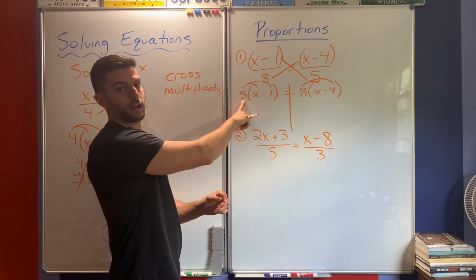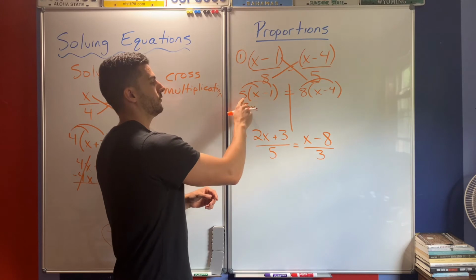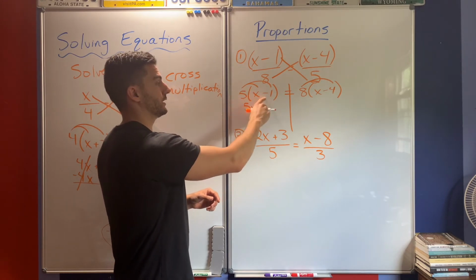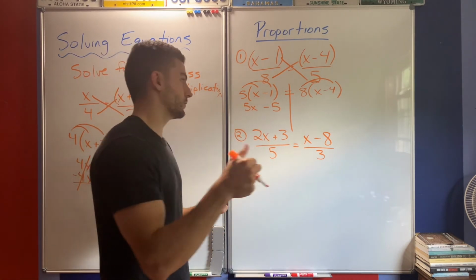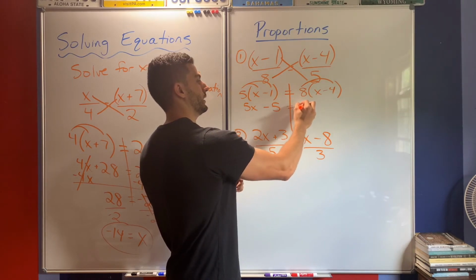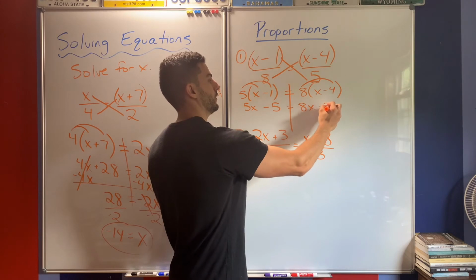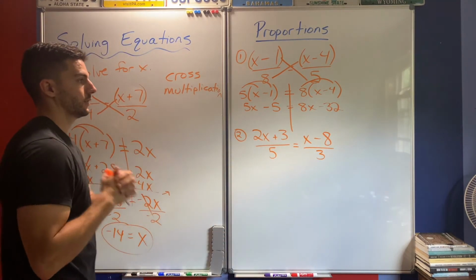So I get 5 times x, that's just 5x. 5 times negative 1, again, we think of that as a negative 1, so 5 times negative 1 is negative 5, okay? Good. And then equals 8 times x, 8x. 8 times negative 4, negative 32, okay? So I distributed that. Awesome.